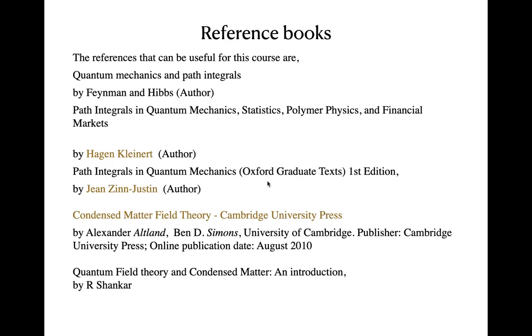The next one is Condensed Matter Field Theory, which I may refer to often in the course. This is a famous book by Alexander Altland and Ben Simons, printed by Cambridge University Press. There's also an online version if you can find it. There's a third edition of this book. The last one is Quantum Field Theory and Condensed Matter: An Introduction by Shankar. Shankar is a professor of physics at Yale University in the United States. He has written many good books.